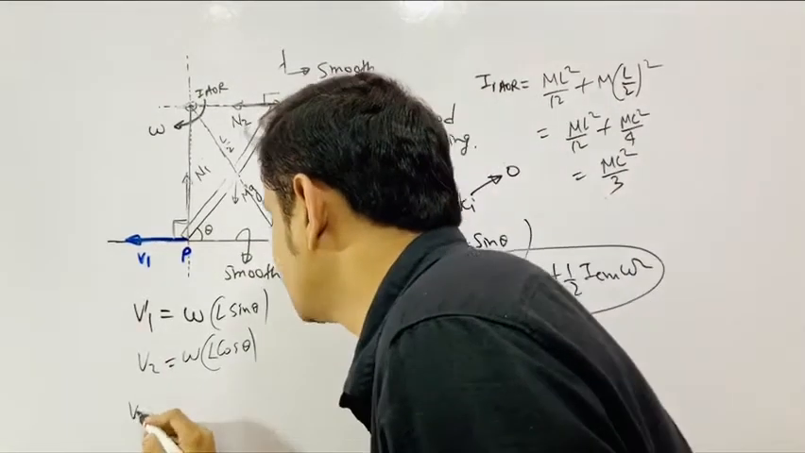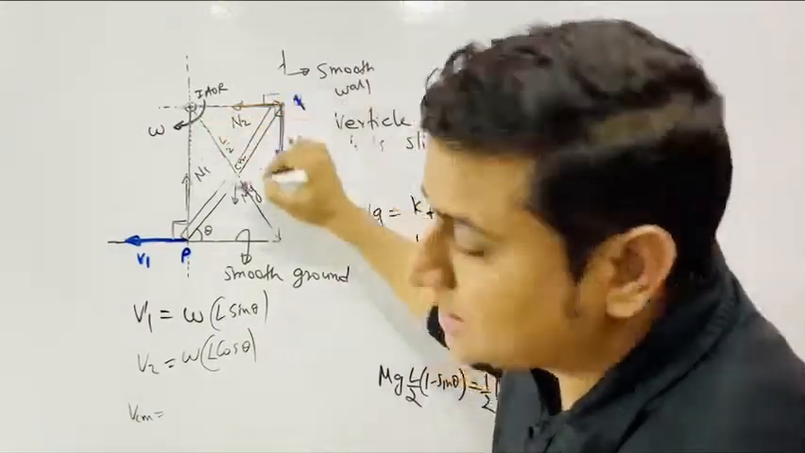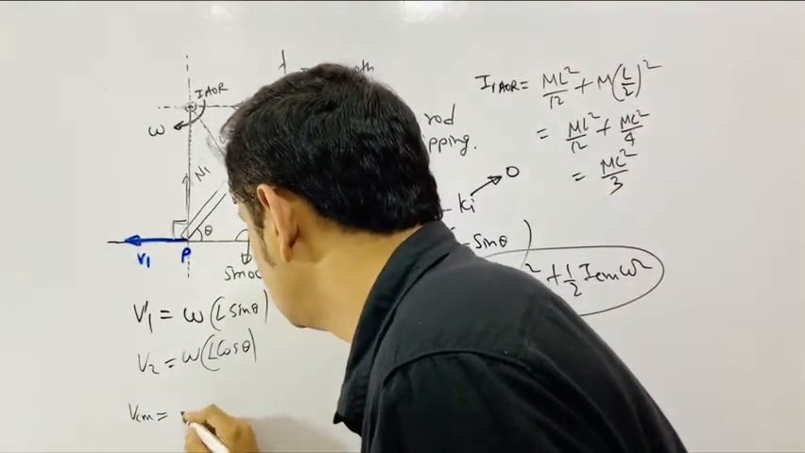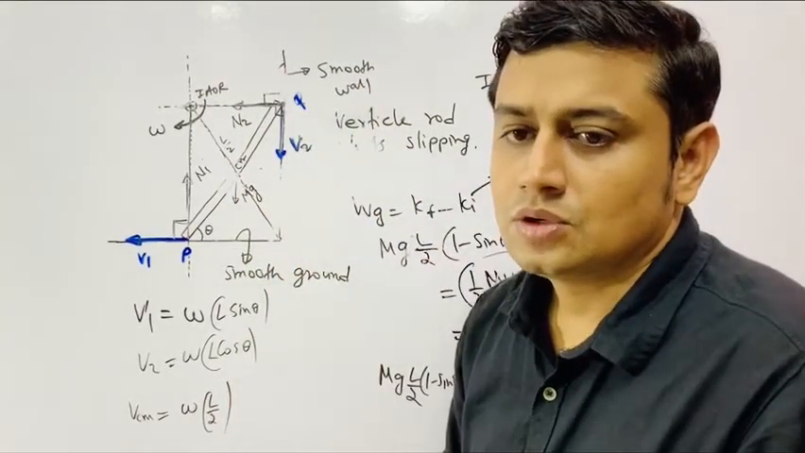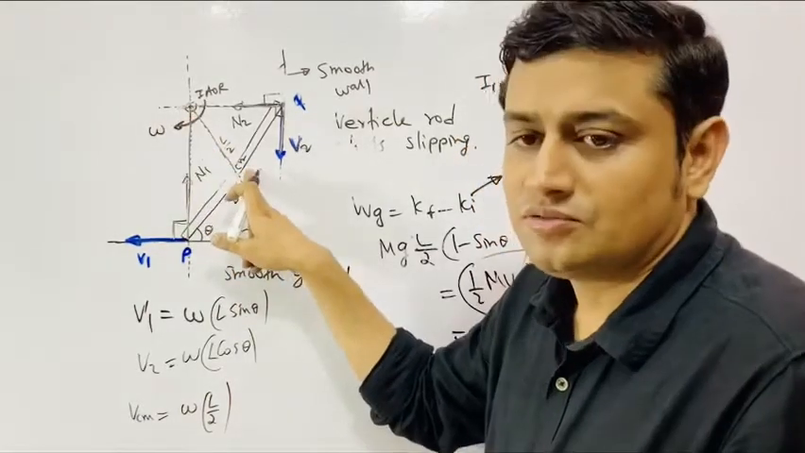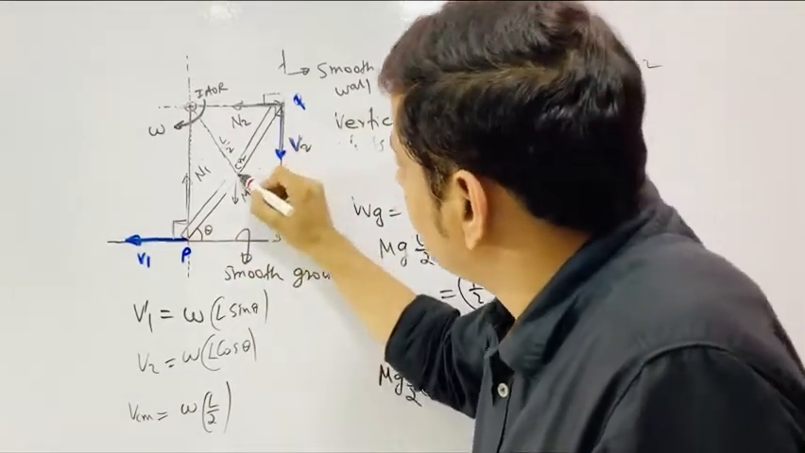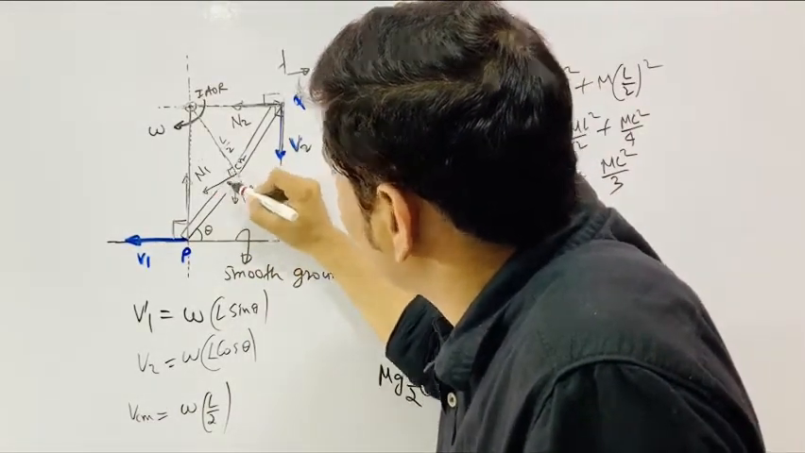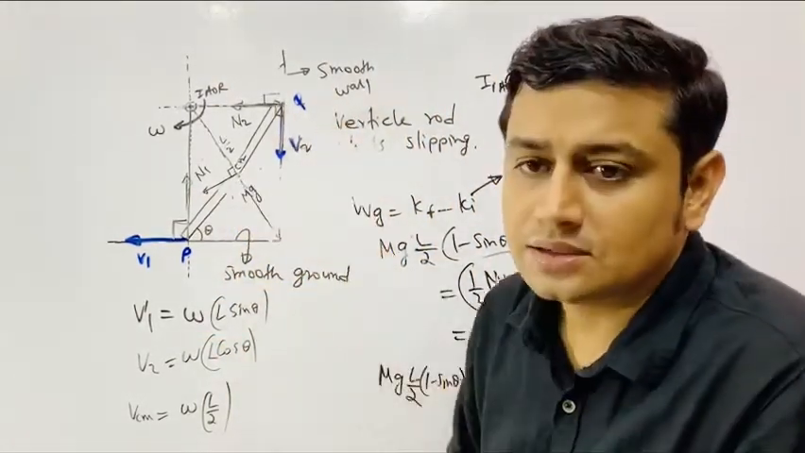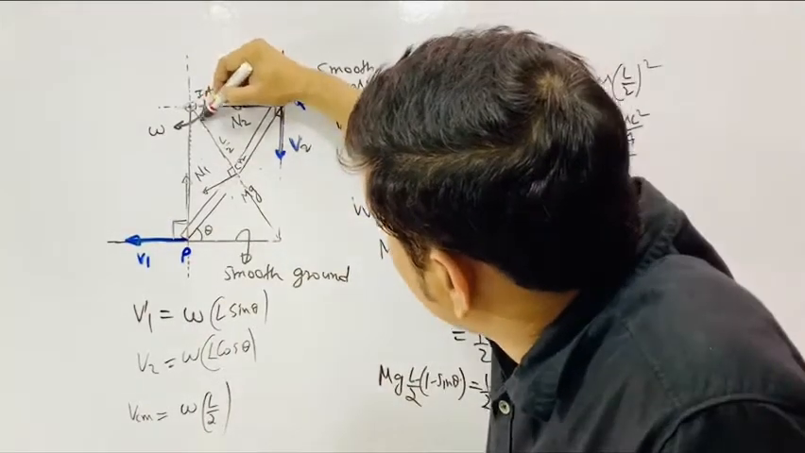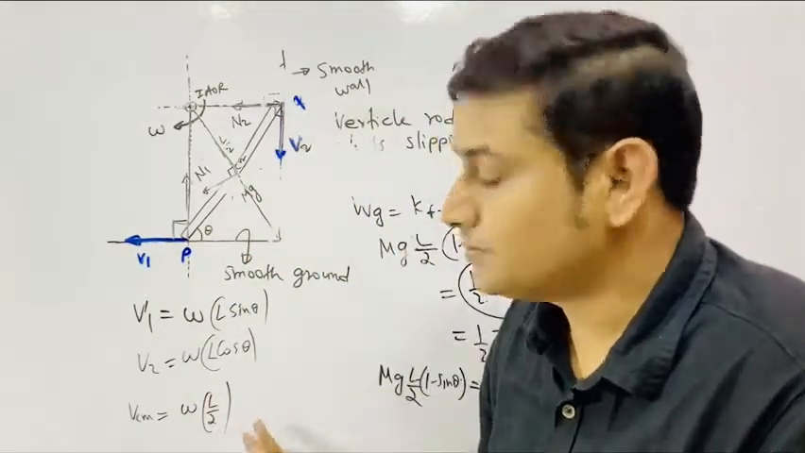So what is VCM? VCM is the velocity of the center of mass. What is the distance of the center of mass from this axis? Omega into L by 2. The distance of the center of mass from this axis is omega into L by 2, and perpendicular to this. This perpendicular may not be along the rod. Why? Because this is not a square. This is a rectangle, so the perpendicular to this diagonal may not be lying on another diagonal. But yes, the magnitude is omega L by 2.